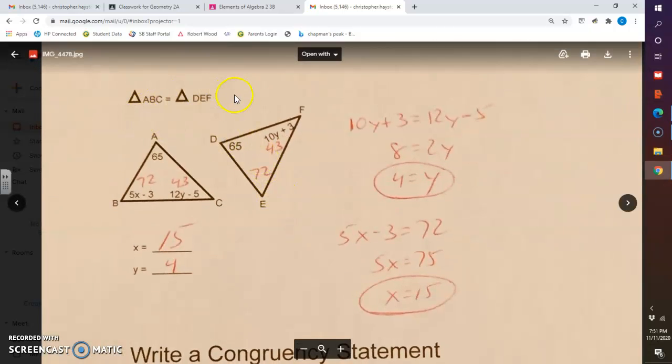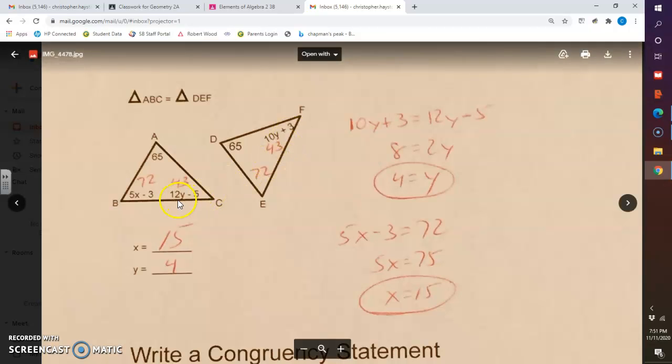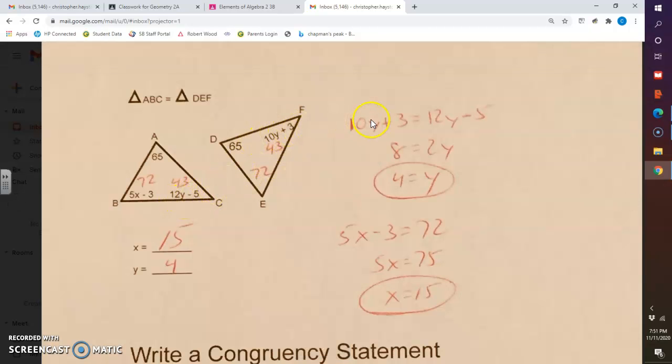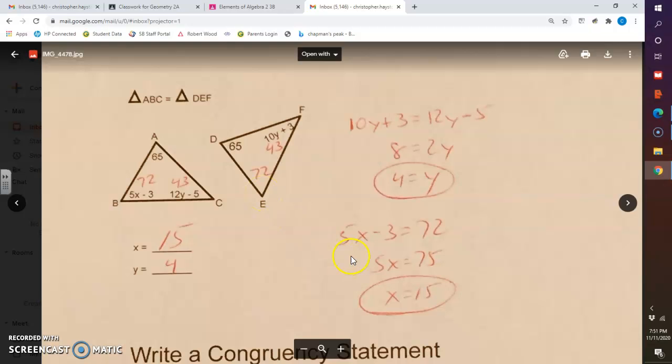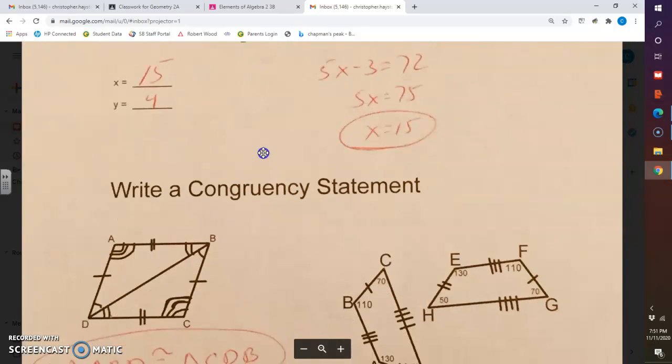When I have congruent triangles, angle A and angle D have to be equal, and they are. Angle B and angle E have to be equal. 5x minus 3 has to equal this angle E, and angle C has to equal angle F. So 12y minus 5 equals 10y plus 3. My y equals 4. We plug it back in, get 43-degree angles, which means angle B and angle E have to be 72 degrees. 5x minus 3 equals 72. 5x equals 75, and my x is 15.